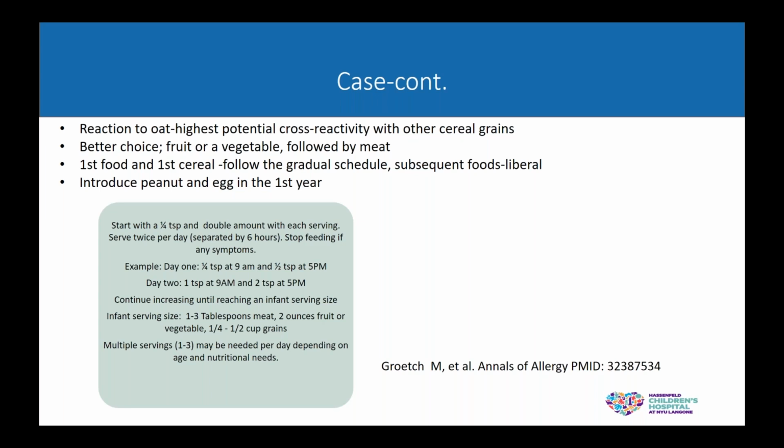And then the patient would stop subsequent doses if the child develops any gastrointestinal symptoms. There could be variations of that approach, such as doing it twice a day over the weekends, and just once a day during the week when the child is in daycare and parents are working. Then they continue this escalation until reaching a serving size that is appropriate for the infant's appetite and ability. Usually it's 1 to 3 tablespoons of meat, 2 ounces of fruit or a vegetable, or 1/4 to 1/2 cup of grains. What we enforce among the patients is that they should continue feeding that food at least twice a week going forward while adding other foods.